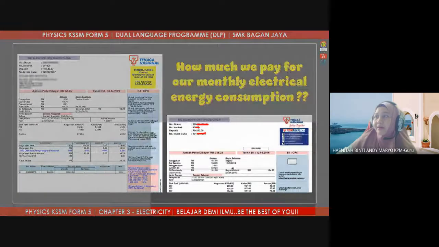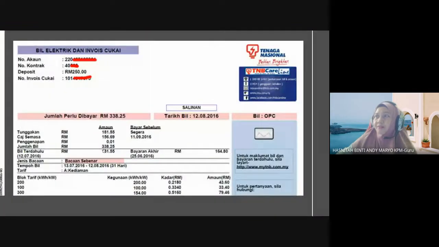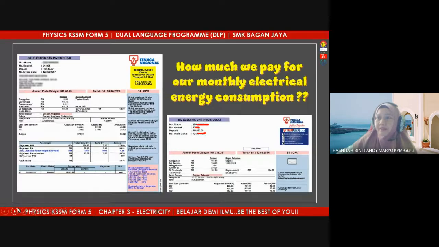And down here is another example from a different consumer. Again they show the tariff block. For the first 200 units, they charge this much for each unit. For the next 100, they charge this much. For the next 300, the charge will increase. If you notice, for the next usage the charges increase, meaning the more you use, the more you will pay. That's logical. Okay, students.